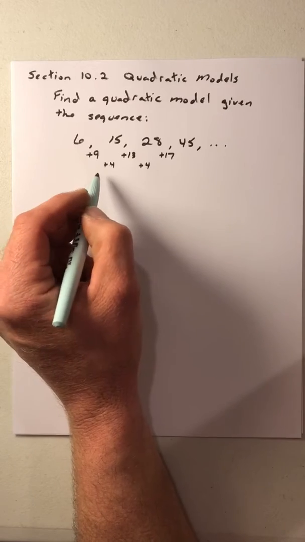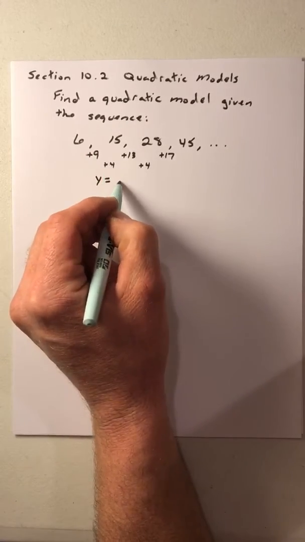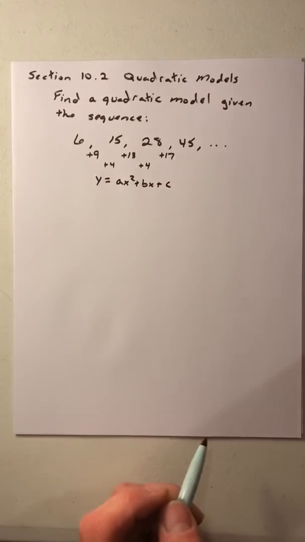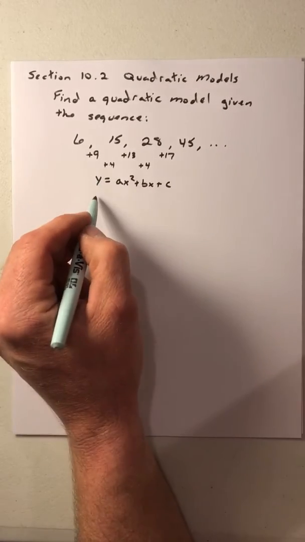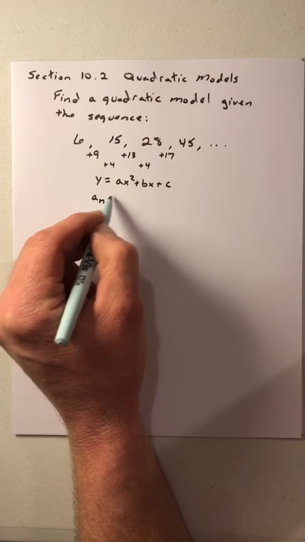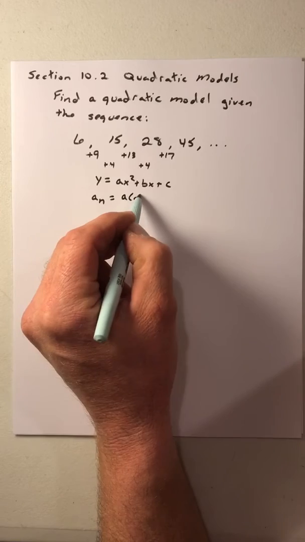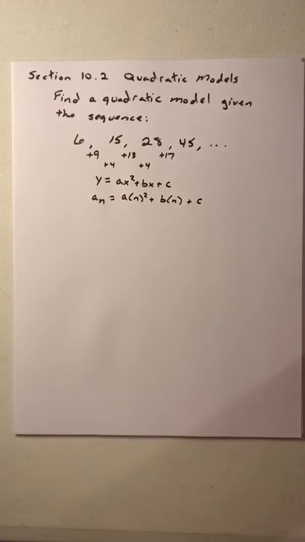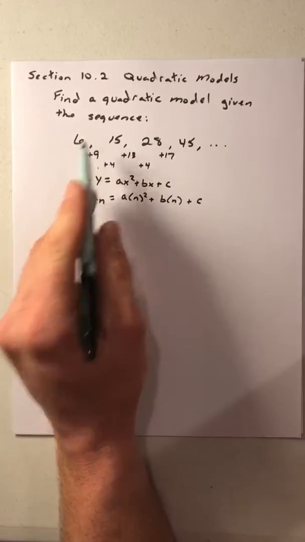Well, what do we know about a quadratic equation? The standard form is given by y equals ax squared plus bx plus c. How does that work for us? We can replace the y with whatever value we want. We can say a sub n equals a times n squared plus b times n plus c. So n is the term number that we're working with.